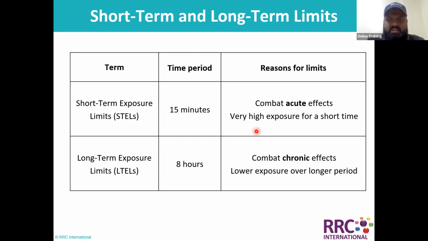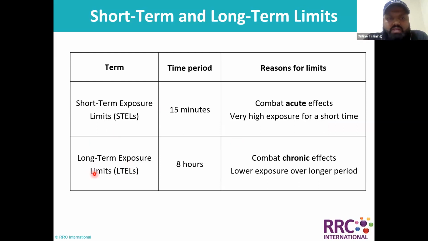So what is mentioned over here? Combat acute effects at very high exposure for a short time. Up to 15 minutes, you can somehow stay over there. After 15 minutes, no, you cannot. You will be a man down. Okay, so this is the 15 minutes STEL for any chemical.